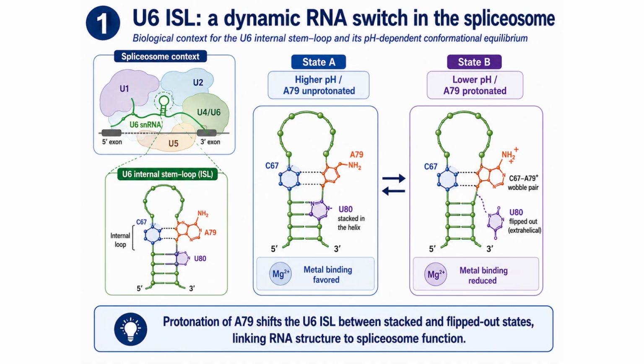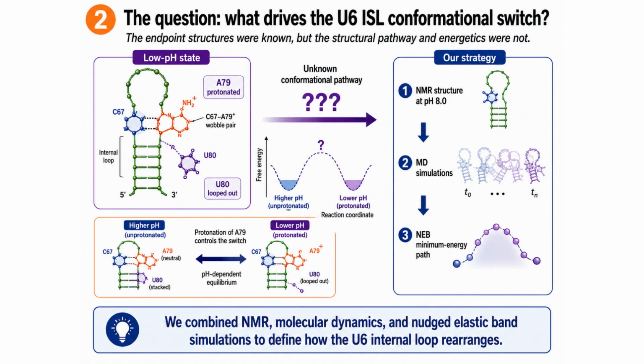The biological question was clear, but the mechanism was not. What structural pathway connects these two states? And why does protonation of a single adenine shift the RNA toward a flipped-out uracil conformation?